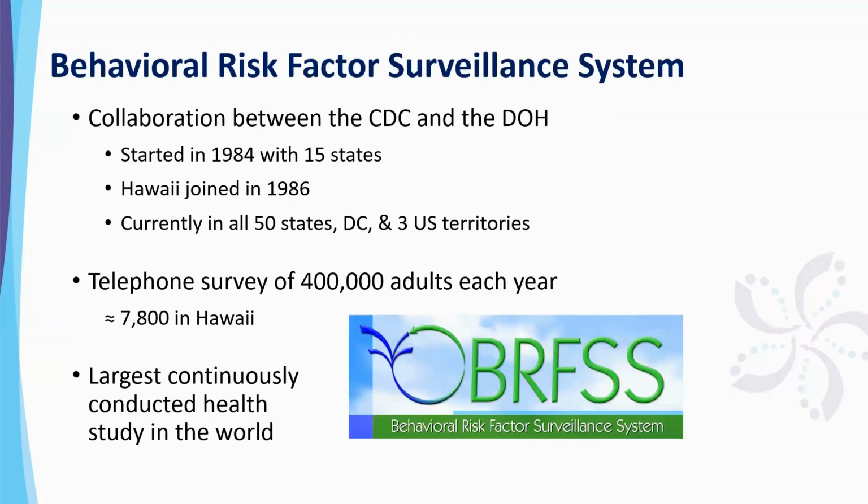Just briefly, the Behavioral Risk Factor Surveillance System, or BRFSS, is actually the largest continuously conducted health study in the world. It is operated by the CDC. It started in 1984, and now it's conducted in all 50 states, DC, and 3 US territories. Hawaii started administering the survey in 1986. It is a telephone survey that collects data from about 400,000 adults each year across the US. And here in Hawaii, we survey about 7,800 adult residents each year.